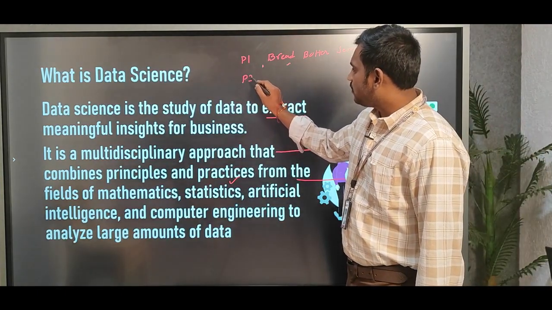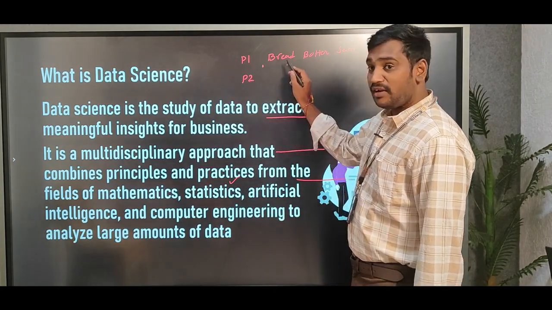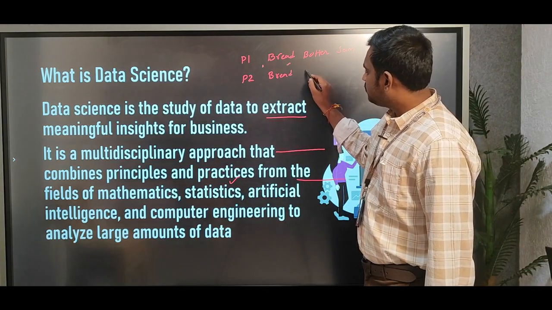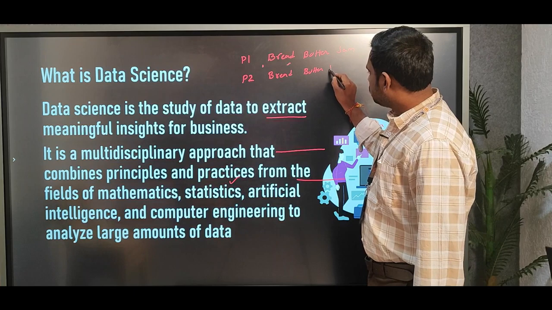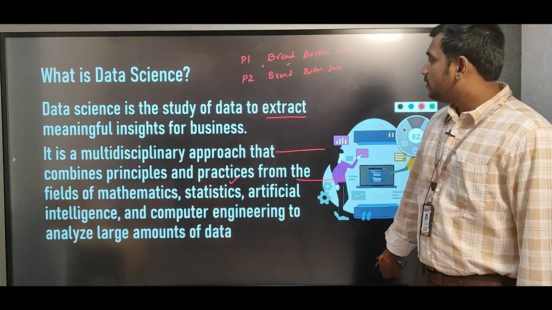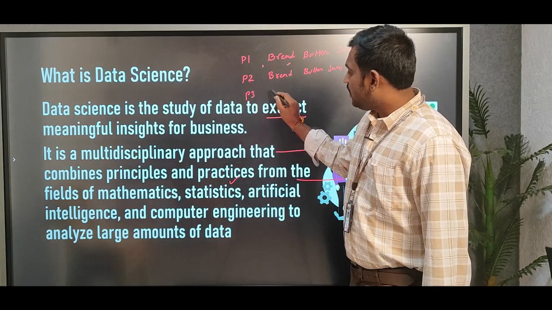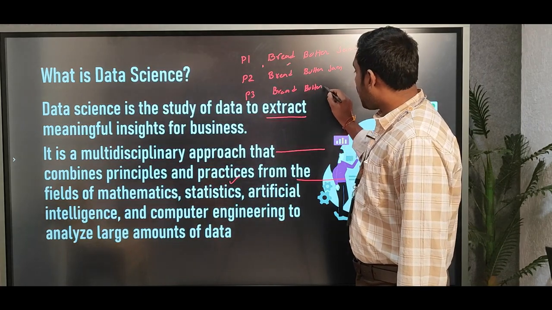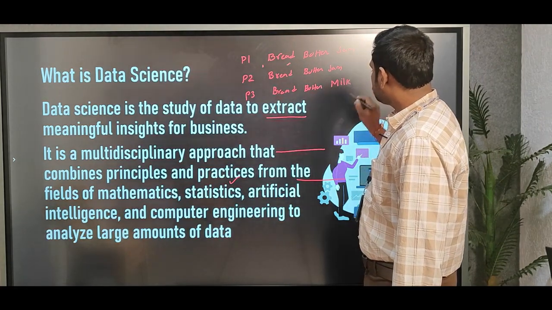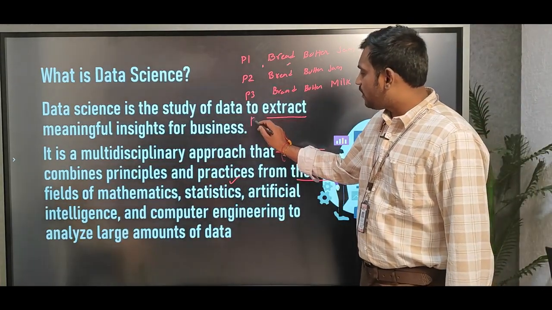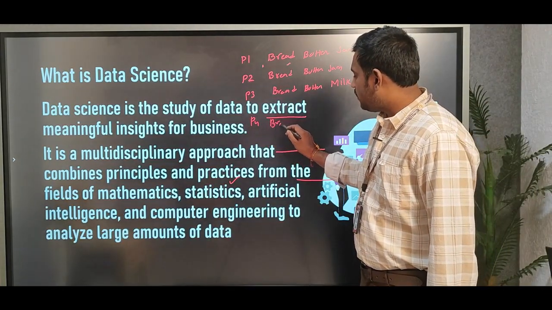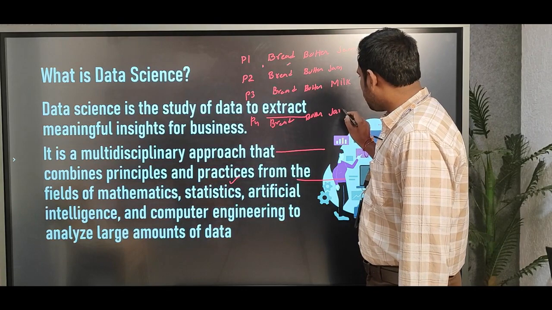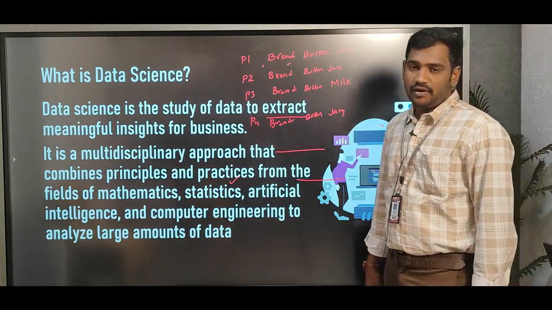Person 2 also purchased bread, butter, jam again. Person 3 came. He purchased bread, butter and milk. Person 4 came. He purchased bread, butter, jam again. So this is the data of what happened in your shop today.